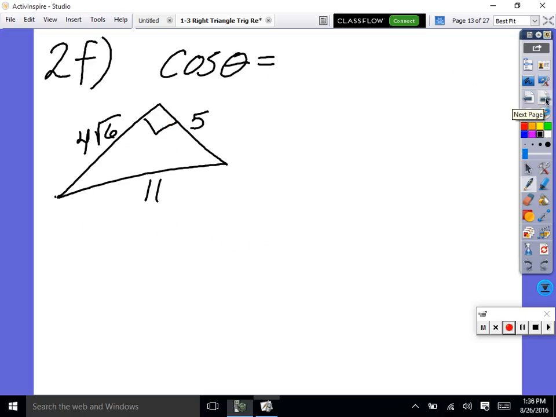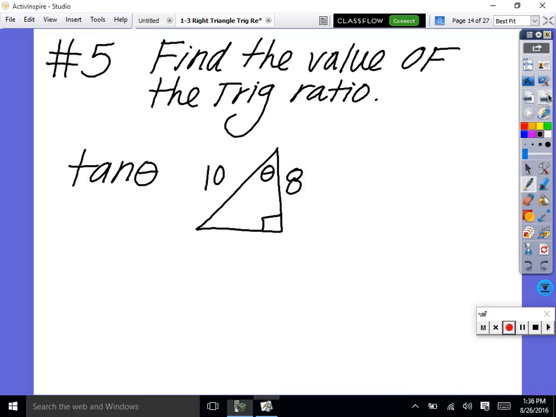Okay. Do I need to do another one, or are you ready to go? You're ready? What about number 5? Do you want me to do number 5 with you on your worksheet? No? You're good? Okay, go for it.